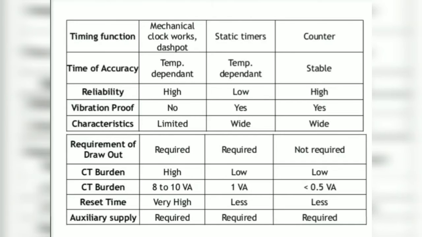So these are all advantages of numerical relay, so the present generation uses microprocessor based relay. Reset time: for resetting the relay, it requires very high time in the electromagnetic relay, less time in static relay, and very little time in microprocessor based or numerical relay. The auxiliary supply is required in all cases for operating this type of relay.